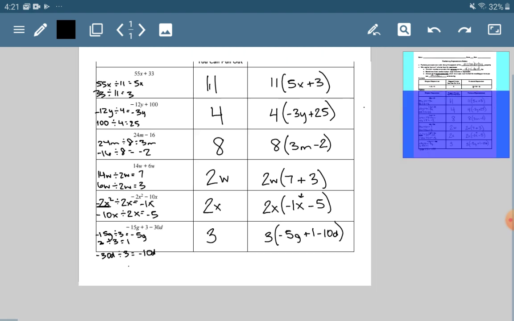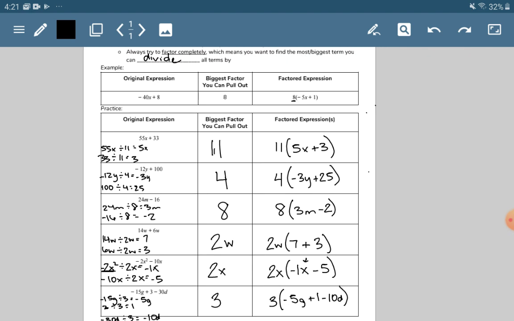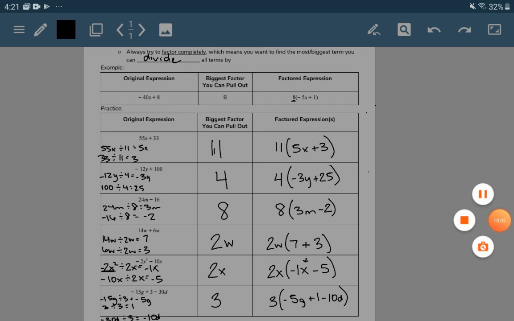The key with factoring expressions is finding the biggest thing that you can divide them by. And if they have any letters in common, you're going to pull those out as well. Make sure you check these in with your teacher and ask any questions if you have them.